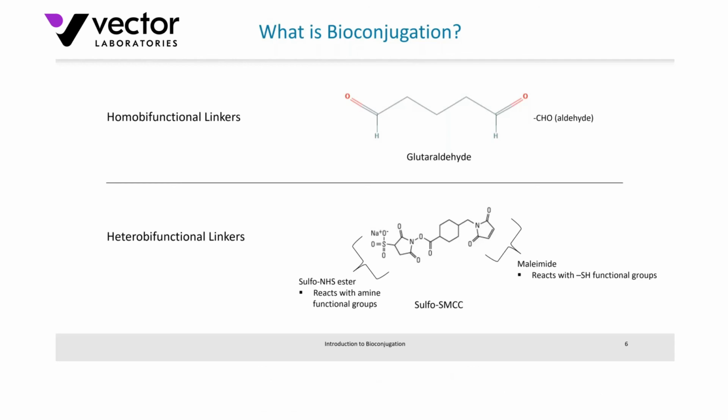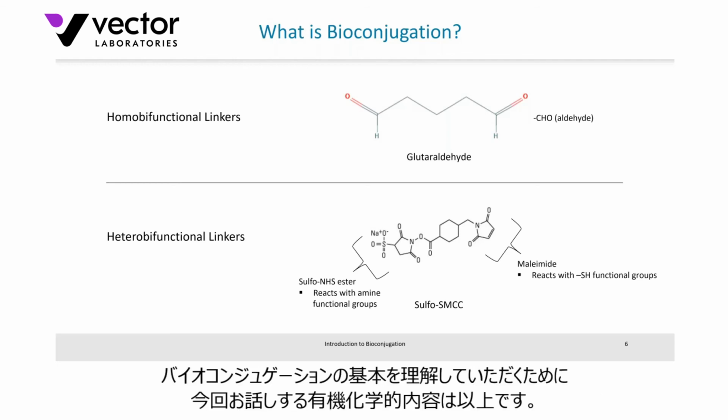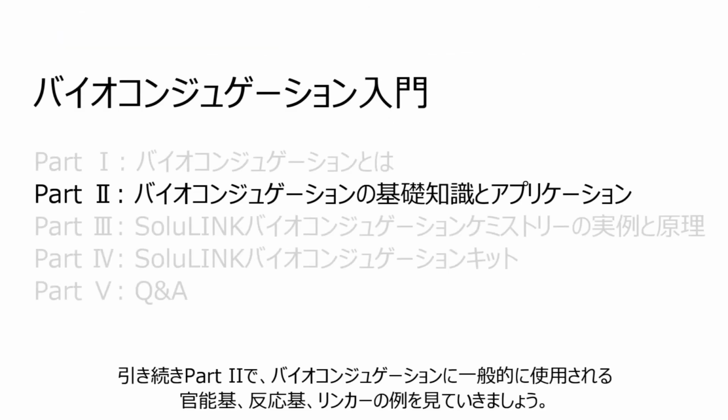All right, so this is pretty much the extent of the organic chemistry. Now we'll look though at some of the other selections or choices that are commonly used for binding or bioconjugating proteins.